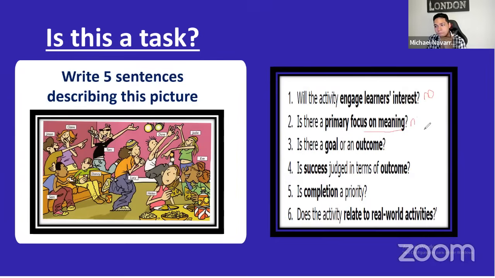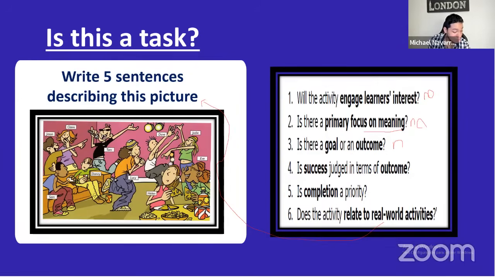And it's a no for many of these questions, and especially the last one. Does the activity relate to real-world activities? Is this something that they are going to do in a real life situation? I wouldn't say so, right? Okay. Excellent. Good. So it's not a task, right? Excellent. Yes. So probably this is an exercise, right? Or we might use this exercise, maybe if you are testing your students' knowledge of grammar. Maybe if you want your students to practice the present continuous, you might ask them to write some sentences describing the picture. But this is not a task that reflects a real life situation. Okay, excellent.